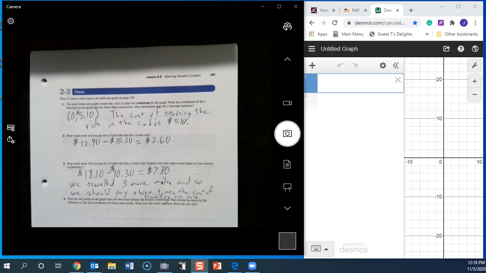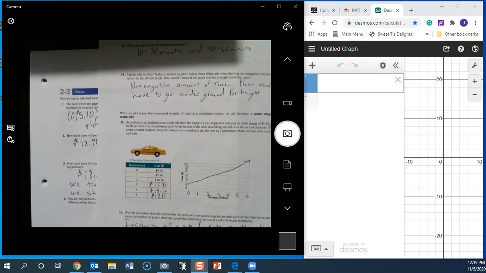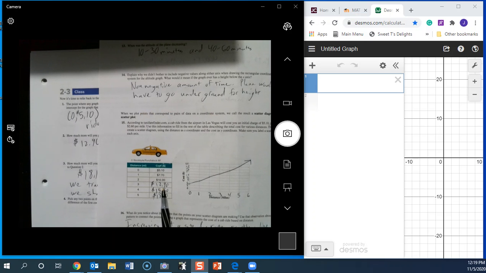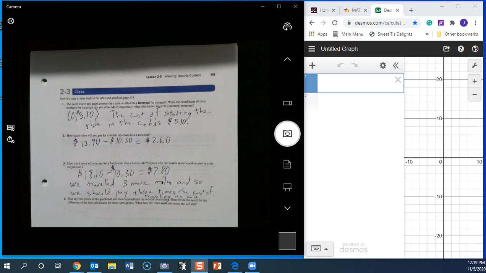Okay, number 2. How much more will you pay for a 3-mile ride than a 2-mile ride? So if you go back to the table on page 138, 3 miles is $12.90. 2 miles is $10.30. So we would take the $12.90 minus $10.30, and that gives us $2.60.